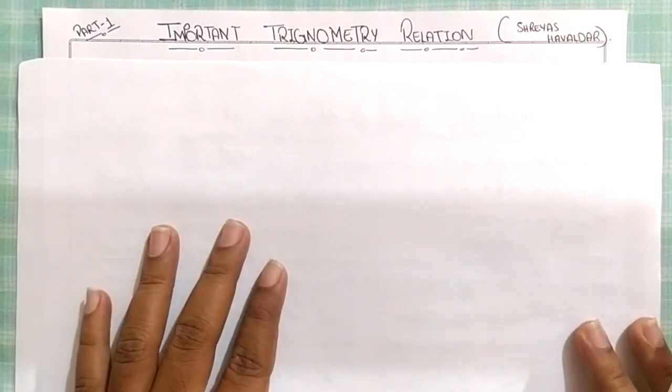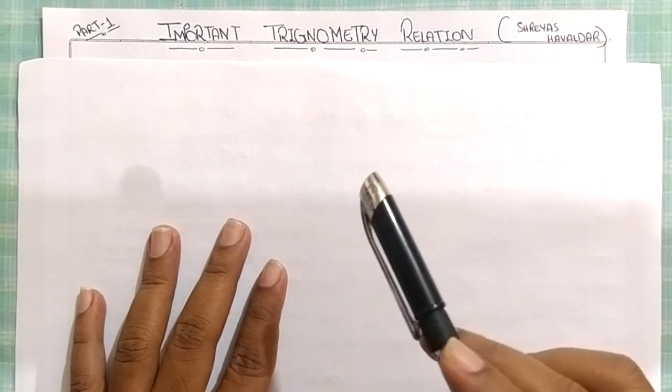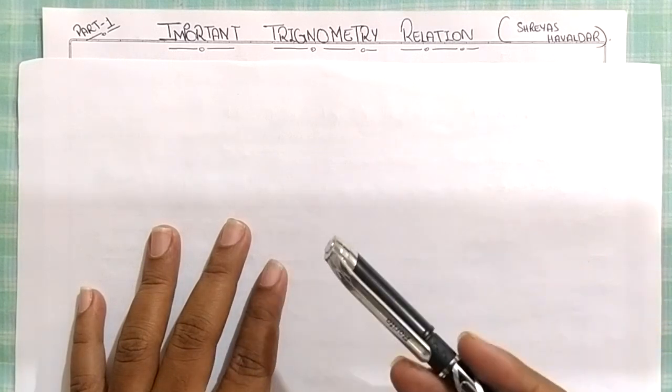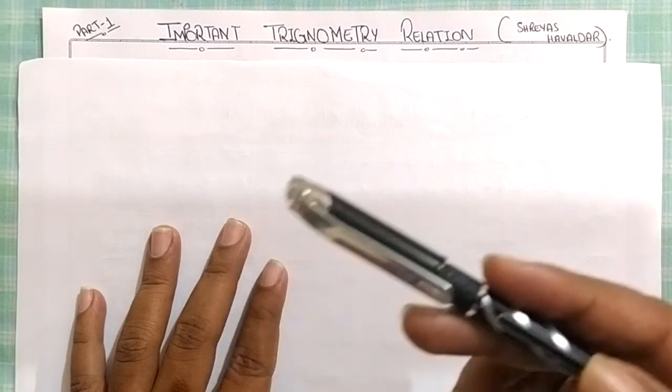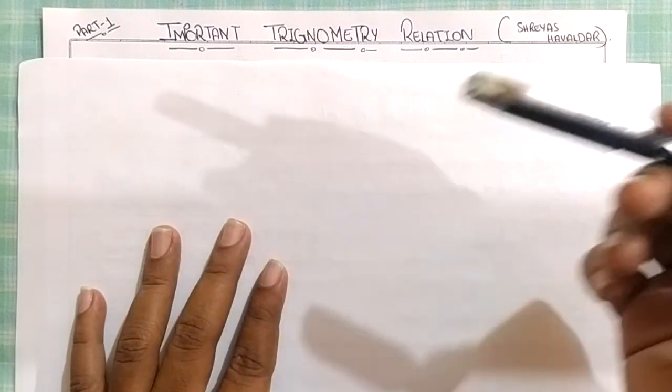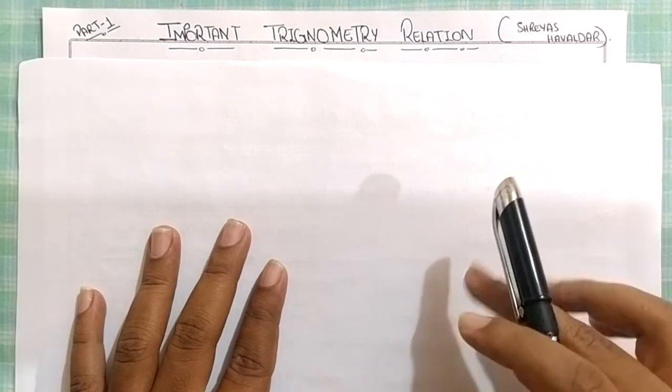Now, without wasting our time, this is going to be part 1 of the important relations. Why? Because part 2 contains the important formulas which are used in competitive exams as well. If you are interested, you can also watch that. The link will be provided in the description.